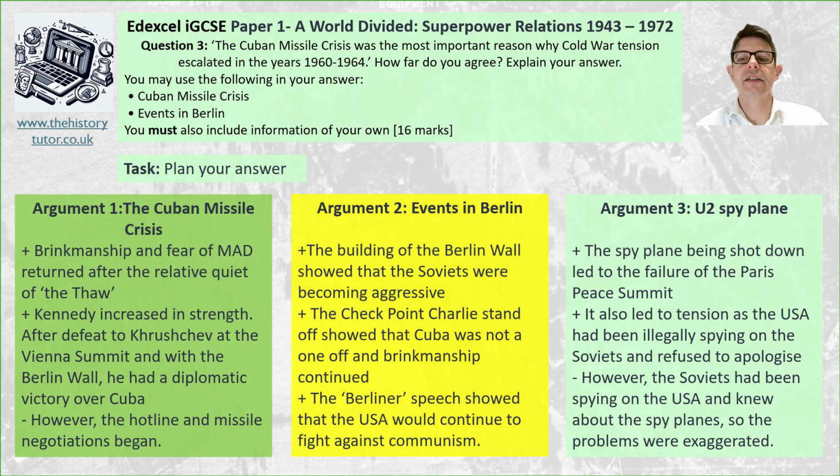And of course, added to that, you've got the added tension of the fact that the USA was illegally spying on the Russians, which upset the Russians, of course. However, the Soviets had been spying on the USA as well, and it was clearly an espionage war. Both of them were doing it. So you could argue it doesn't increase tension as much as the events suggest.